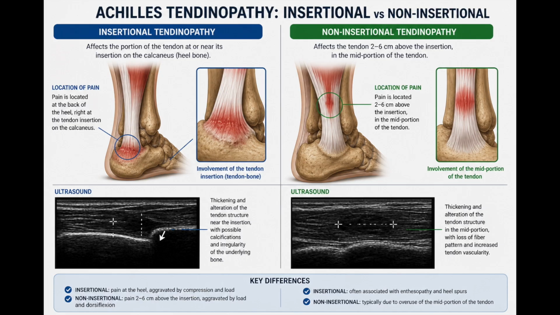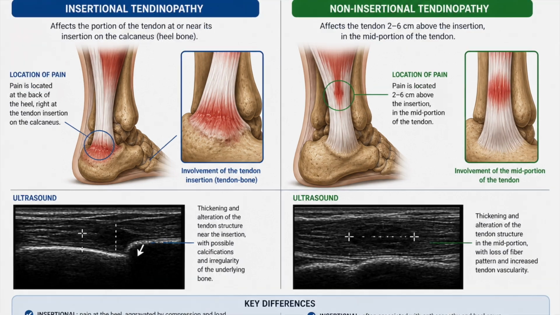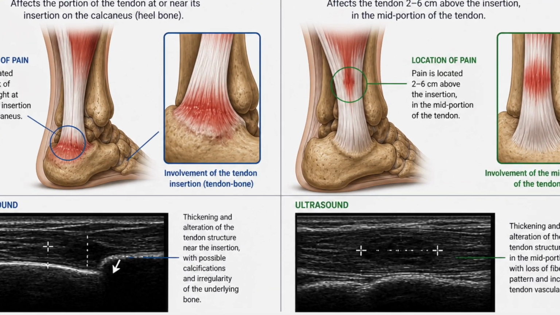There are essentially two main forms of tendinopathy: insertional and non-insertional. This depends on the location. Insertional tendinopathy occurs in the area where the tendon attaches to the bone, called the calcaneus, while non-insertional tendinopathy is located along the Achilles tendon, above the insertion.